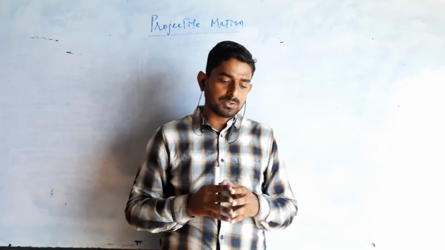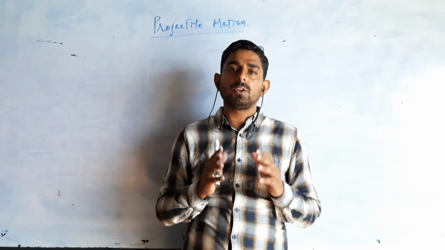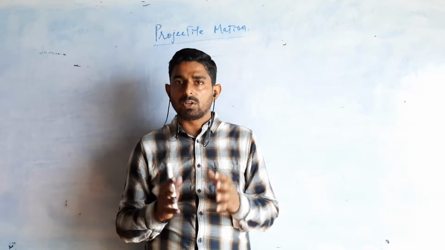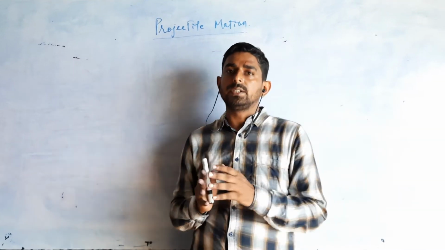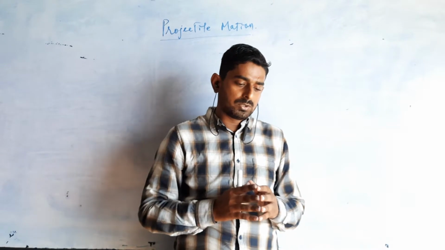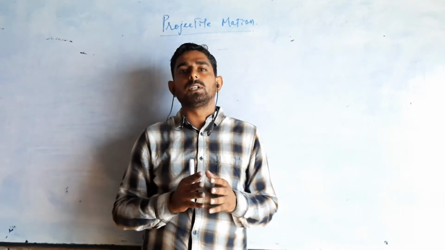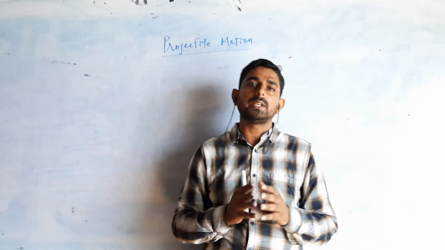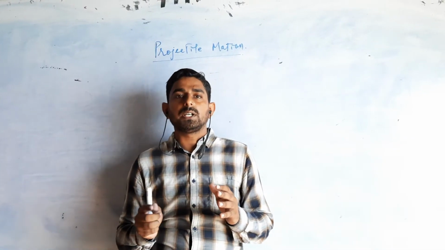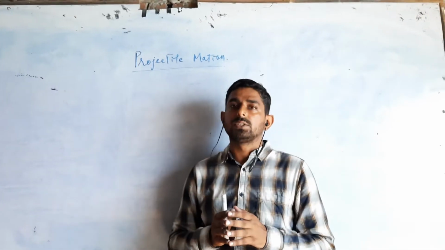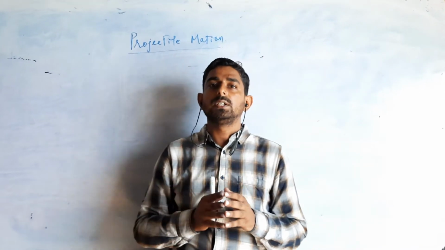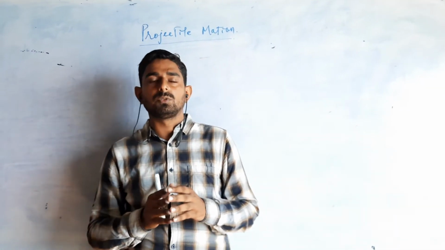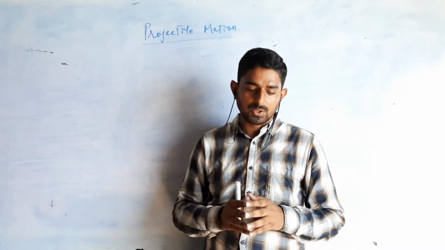There are two assumptions. The first one is that the free fall acceleration g is constant and acts directly downward over the range of the projectile. And the second assumption is that we are not considering air resistance. So here we are neglecting the air resistance.